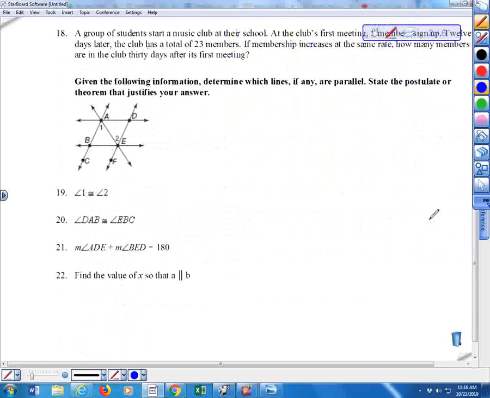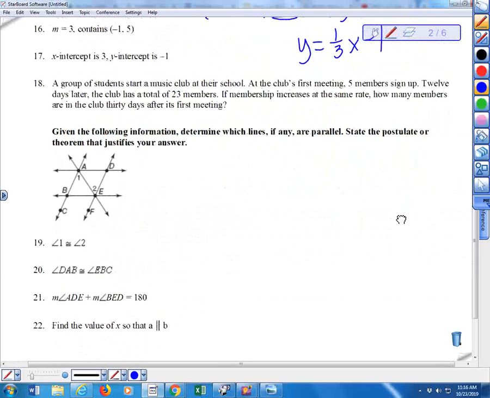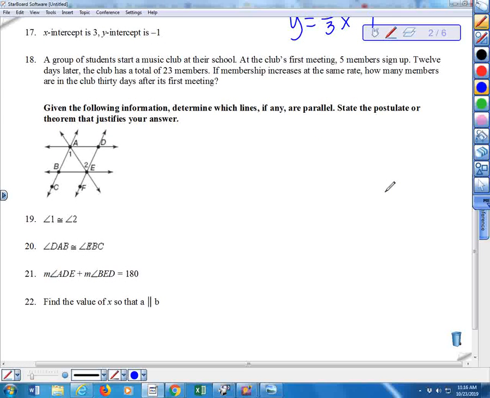A group of students start a music club at their school. At the club's first meeting, 5 members sign up. 12 days later, the club has a total of 23 members. If membership increases at the same rate, this is a good clue here. If they ever say membership increases at the same rate, that means it's a line. It's a constant slope, because rate is your slope. Okay, so if it increases at the same rate, how many members are in the club 30 days after its first meeting?